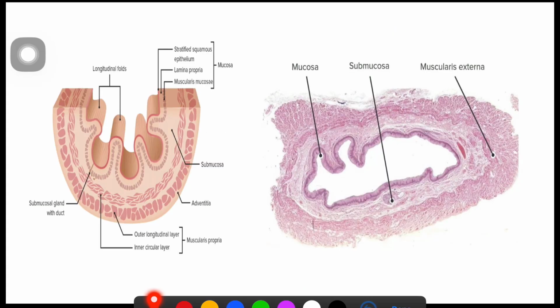Here you can see the folds of the mucosa, which has outer stratified squamous epithelium. Beneath this there is lamina propria. This is muscularis mucosae. This is submucosa, inner circular and outer longitudinal muscle. So, this is the whole tube section where you can see a lumen surrounded by mucosa, then submucosa and muscularis propria.